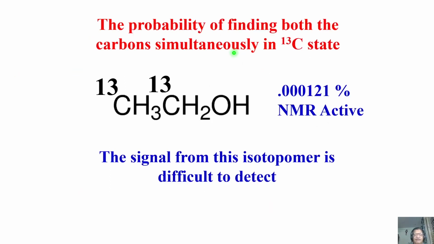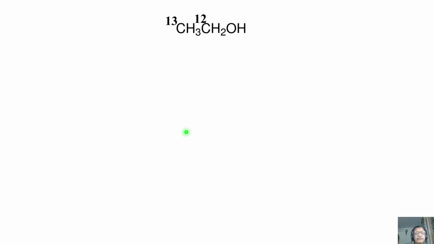The signal from this isotopomer is very difficult to see. We already saw the probability of seeing this is so low. You will not see carbon 13 present in both positions simultaneously. This isotopomer peak is not seen. It's very difficult to detect. Now let us get the spectrum of carbon 13. Now I consider this isotopomer.